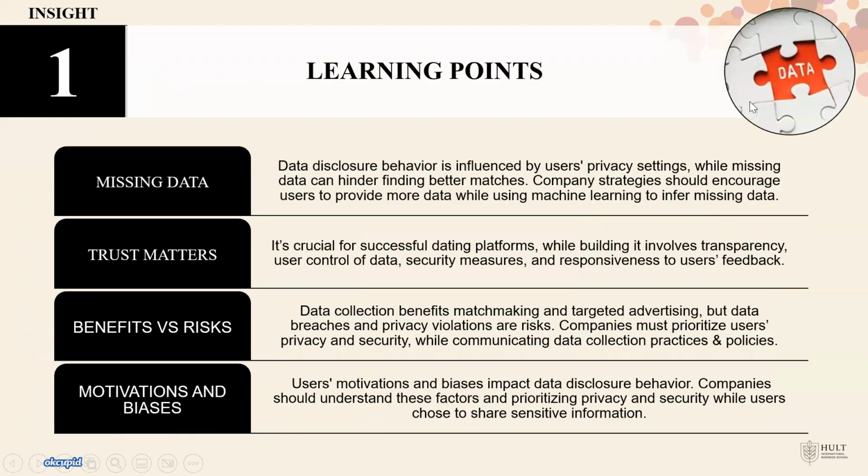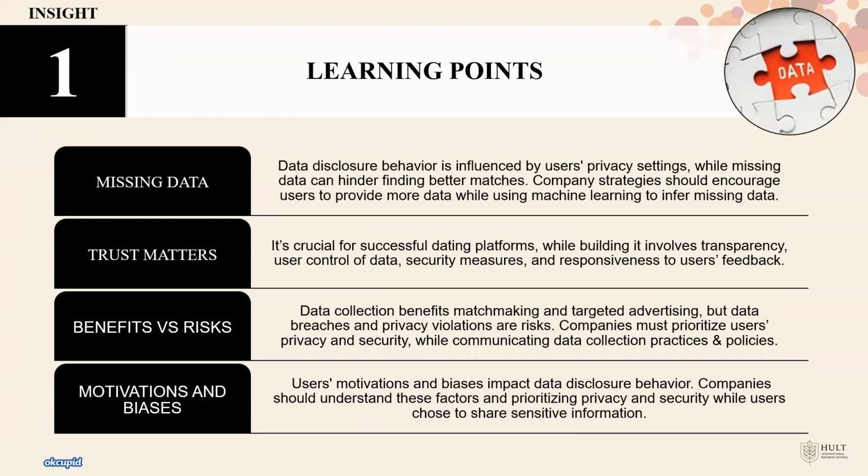These are our learning points. We have our key elements: missing data, trust matters, benefits versus risks, and motivations and biases. What I was saying is that data might be important to understand our users better. Disclosure behavior is influenced by user privacy settings, while missing data can hinder finding better matches. That's something that's going to affect the users. Companies start to encourage users to provide more data while using machine learning to infer missing data.